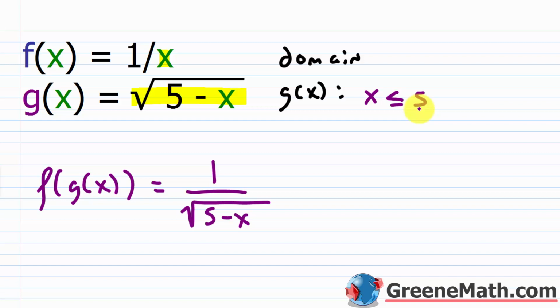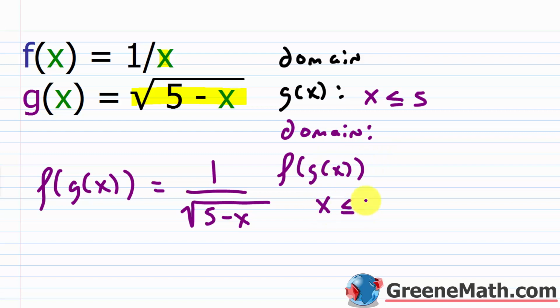Now, when we look at the newly created function, the f of g of x, we have 1 over the square root of 5 minus x. So we have a radical, the same one, so we have the same restriction here that x needs to be less than or equal to 5. So for the domain of f of g of x, we have that same restriction. But we have something else that we need to consider. We have division here, and we have a variable in the denominator. So we need to make sure that something that gets plugged in for x doesn't create a 0 denominator, right? We don't want to divide by 0, that's undefined.